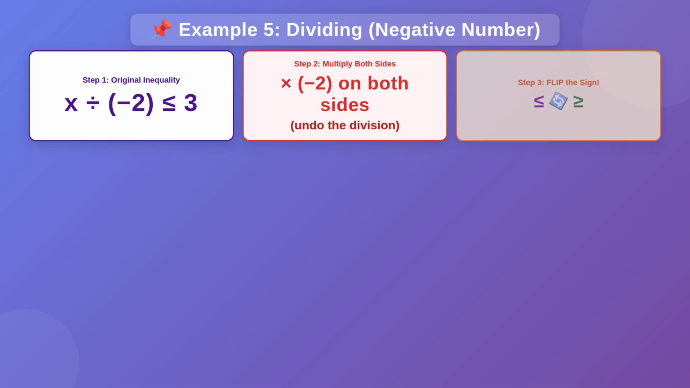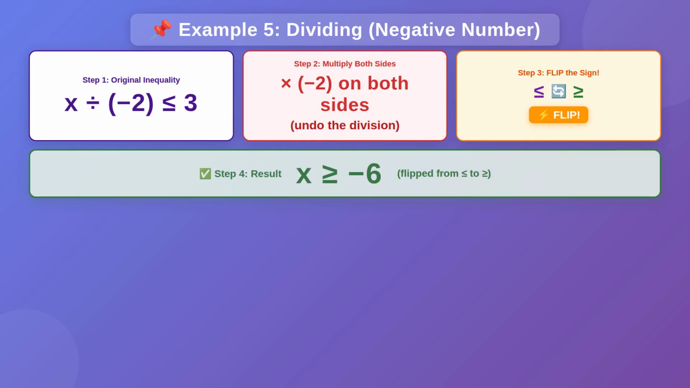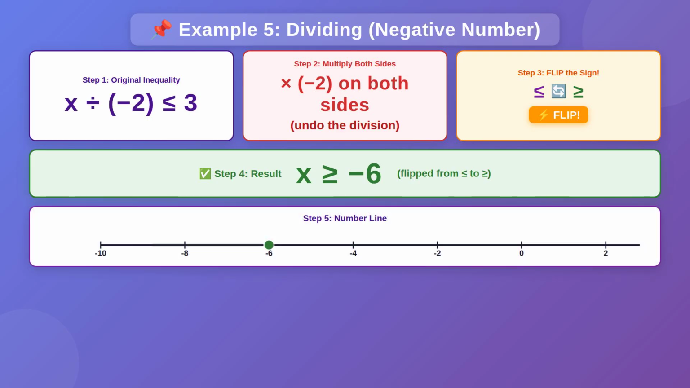One more with negatives. Let's make sure Maya has this locked down. We have x divided by negative 2 is less than or equal to 3. To undo the division, we multiply both sides by negative 2. Since we're multiplying by a negative number, we flip the sign. Less than or equal to becomes greater than or equal to.